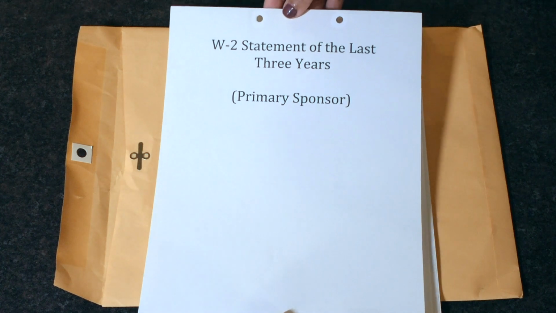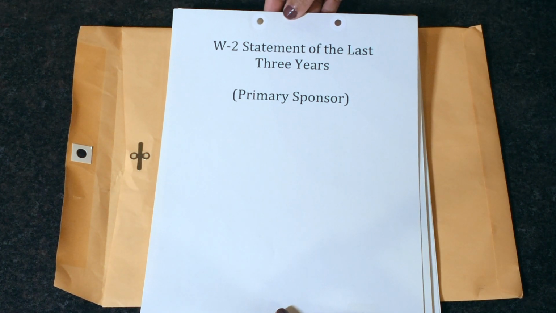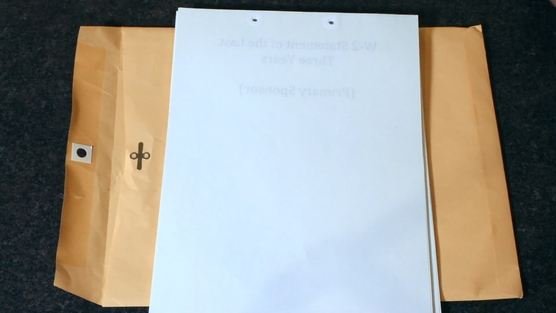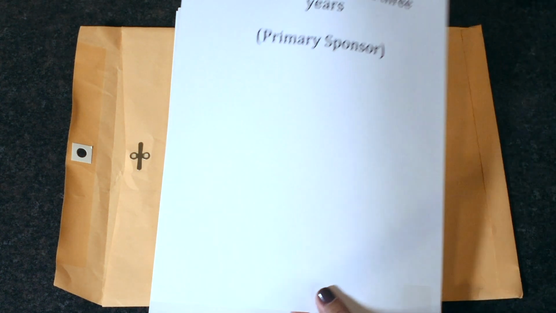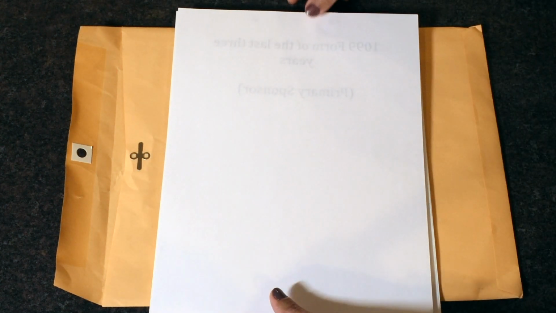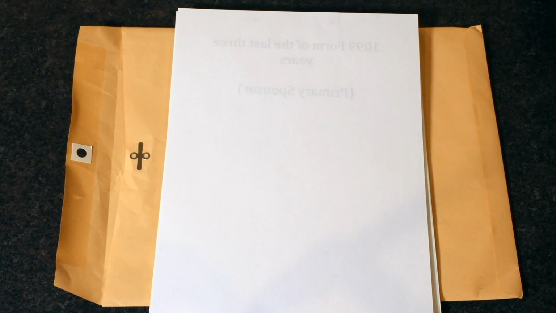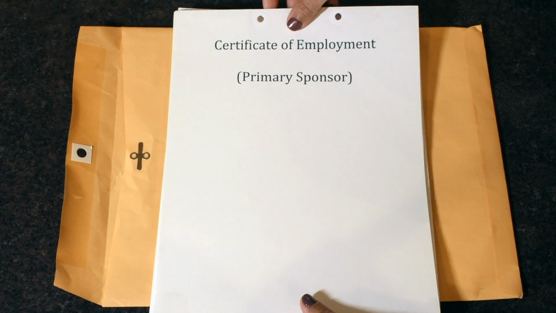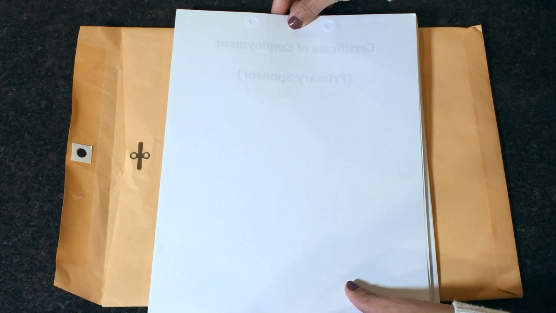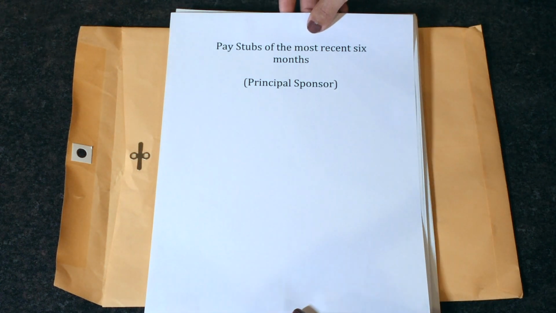Okay? After that, copies of W-2s for the last 3 recent years. Okay? Then we're going to take copies of Form 1099 for the last 3 recent years. Okay? We're going to get a certificate of employment. Okay? And then we're going to take pay stubs from the last 6 months. Okay?